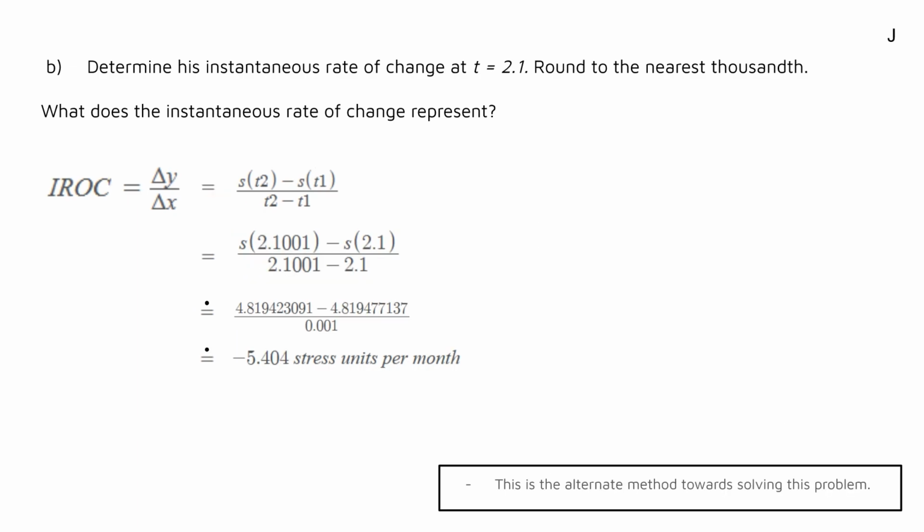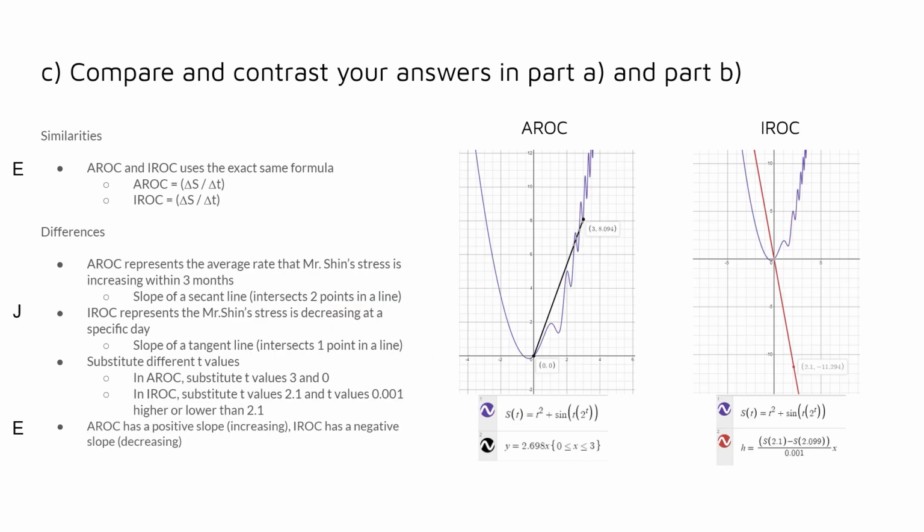This is another way to do it. This is 2.1001. And since that value is bigger, we put that in front of 2.1. So C, compare and contrast your answers in part A and B.